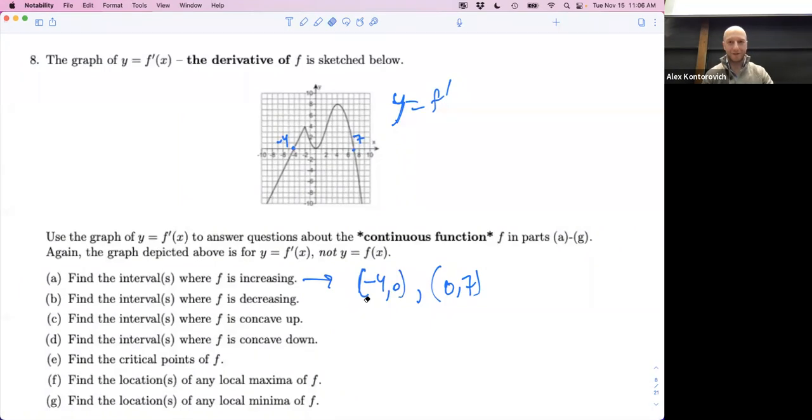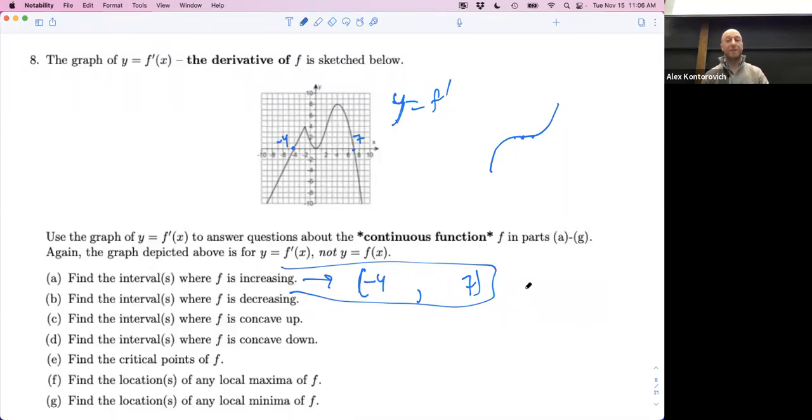Okay, so that's part A. I would not say that it's increasing at 0. What happens at 0 is this. It instantaneously pauses for a second. I guess it could be thought of as increasing because everything to the right is smaller, everything to the left is larger. Yeah, they're right. Yeah, -4. You see why?